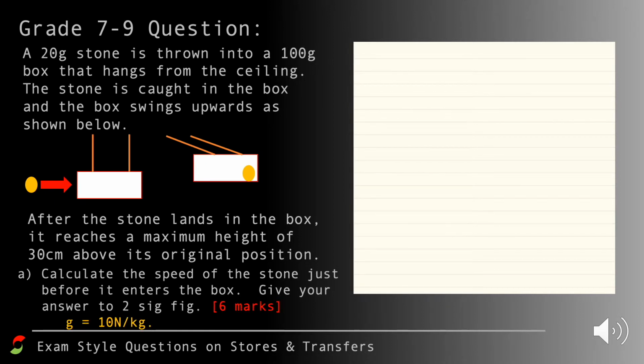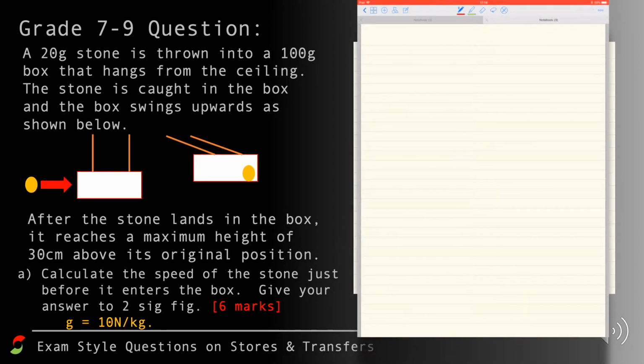Okay, so we're going to need to calculate the speed of the stone just before it enters the box, and we're going to give the answer to two significant figures. So that's worth 6 marks. So we've got a great deal to do here. And the only extra information we're given is that g is 10 newtons per kilogram. So not much help.